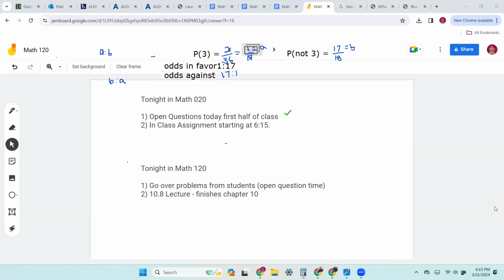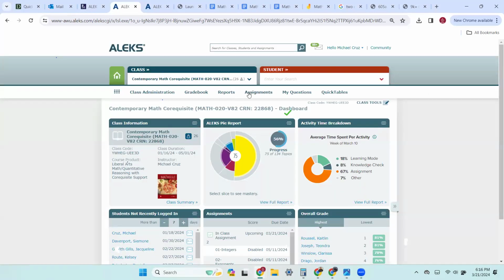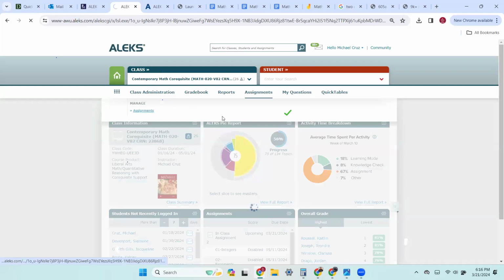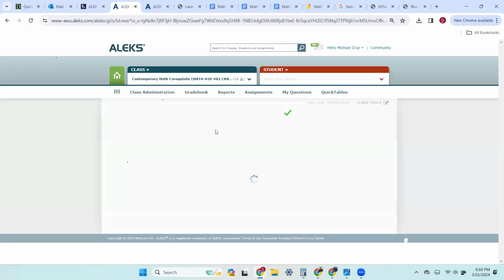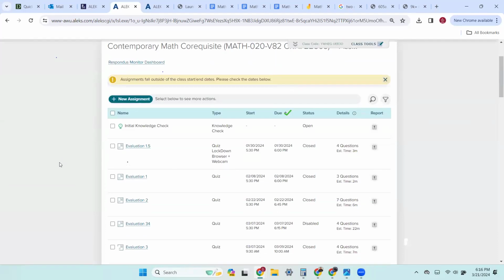So anyway, it should be open now. Let me know if you don't see it. And then I'm going to try to go in there myself and bring up mine. And then I'll try to give you some pointers as you go. So I'm going to give you a few minutes to work.